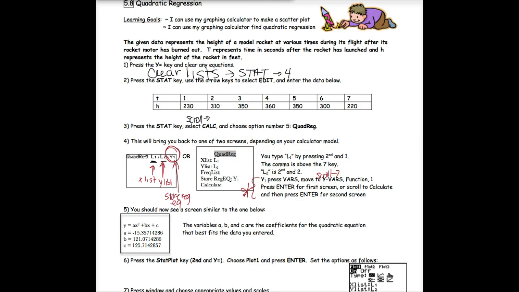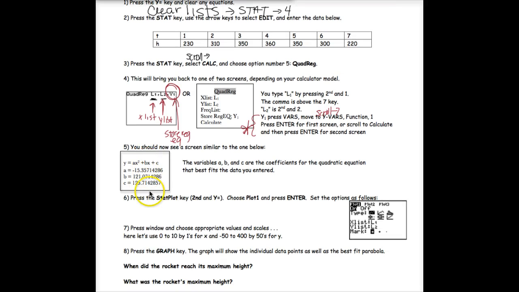Now, once you do that, you should see a screen that is somewhat similar to this below. And you may or may not have something below it that says r squared. If you do, that's fine. If you don't, that's fine as well. We'll talk about that in a later lesson. But the variables a, b, and c are the coefficients for the quadratic. So what this is doing is showing you standard form of a quadratic equation, which we should know, and it's telling you, hey, a is this number, b is this number, and c is this number. So it's giving you your equation.